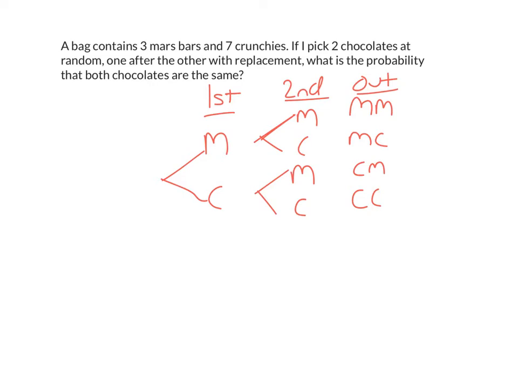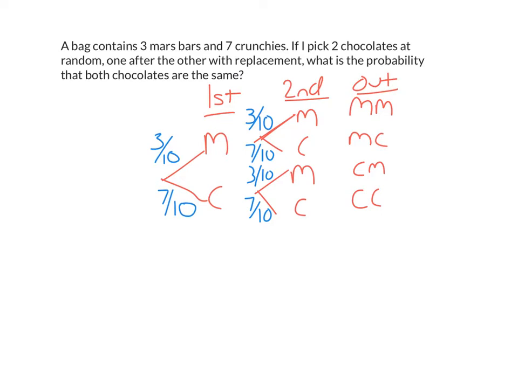So I need to write the probabilities on the branches. First go, picking a Mars bar, there's a 3 out of 10 probability and 7 out of 10 for crunchie. Because I replace them, the probabilities will stay the same next go. So I get 3 out of 10 Mars bars, 7 out of 10 crunchies, and so on. To calculate the probabilities of each of these events, I multiply the branches.